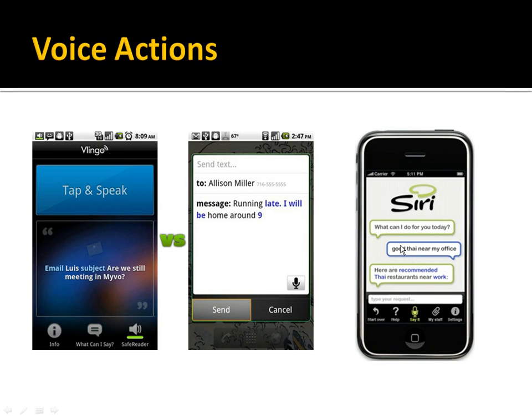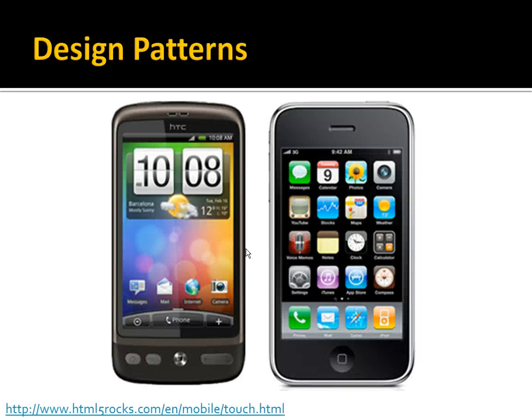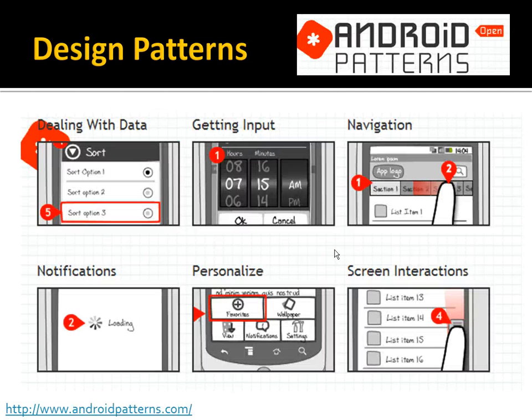Siri, of course, is one of the most common ones right now on iOS, but Vlingo and, of course, the voice actions that are on the Android operating system itself are both capable of very similar things. Now, design patterns are about how the different devices are typically built so that we know how to interact with them. And you'll know that between Android and iOS, we have some different design patterns for sure.